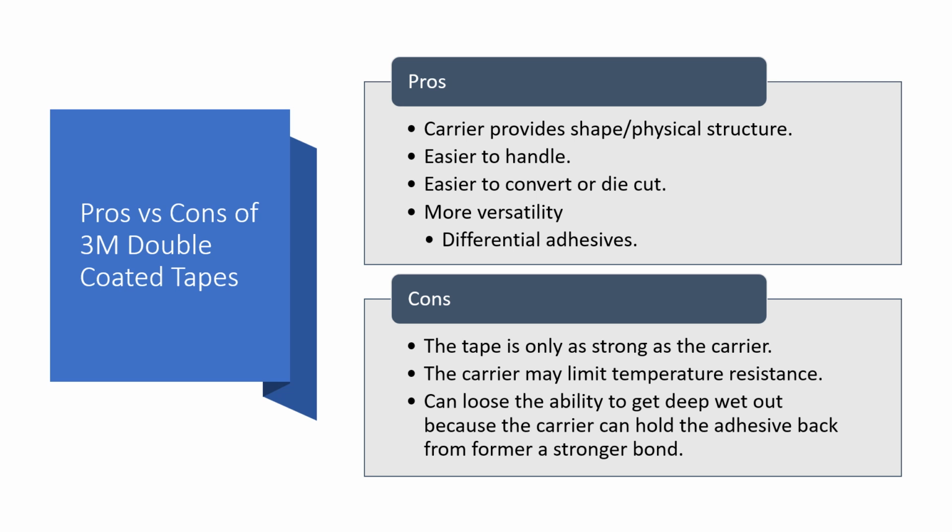The cons of double coated tape are you're only as strong as the carrier that's in the tape. So a polyurethane is going to be much stronger than a tissue paper double coated tape. Also, the carrier could limit the temperature resistance of a double coated tape. With a double coated tape, you do lose that ability to get that deep wet out because the carrier will hold back some of that adhesive from completely wetting out into your surface.